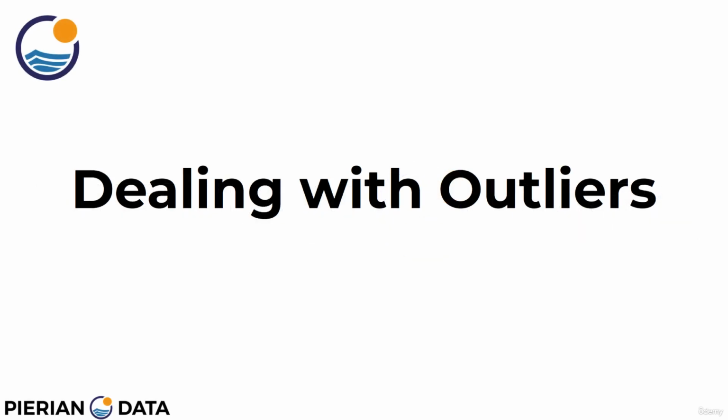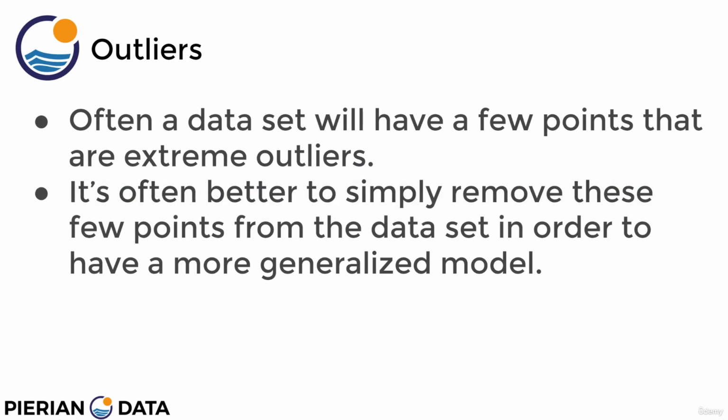Welcome everyone to this lecture where we're going to discuss dealing with outliers in your data set. Often a data set from the real world is going to have a few points that are extreme outliers. If we think back to the housing data set we're going to be working with, something that could be an outlier is just a very large house.